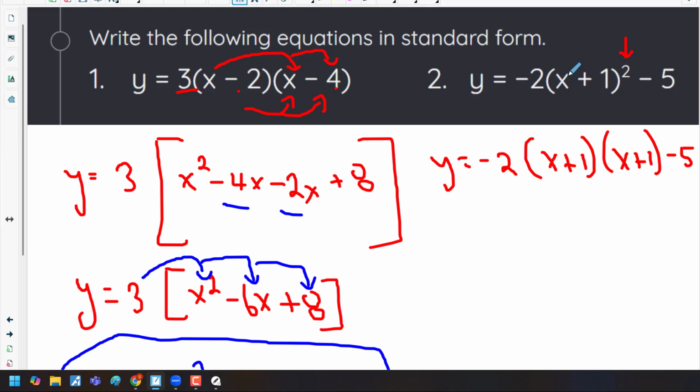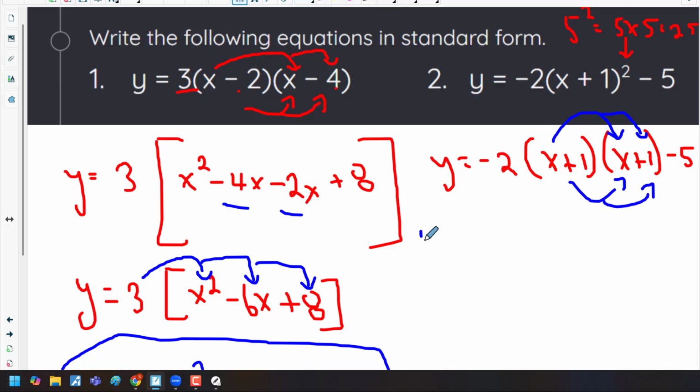Anything that's being squared by itself. For example, if I have 5 squared, well, that can be written as 5 times 5, which is 25. So in this case, if I have a bracket squared, it just means that I have the bracket times that bracket. And if this was cubed, you'd have 3 brackets multiplying each other. So now we're going to do the exact same thing. We're going to first multiply the 2 brackets together.